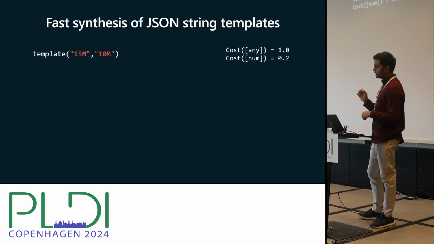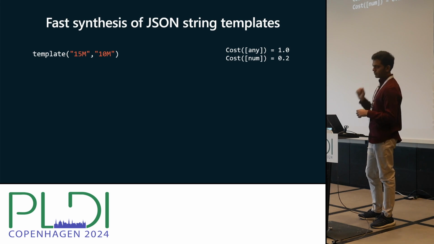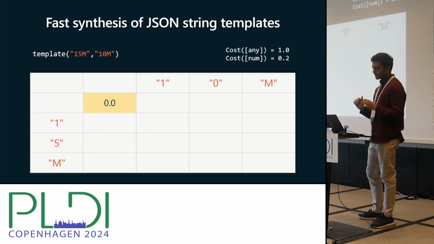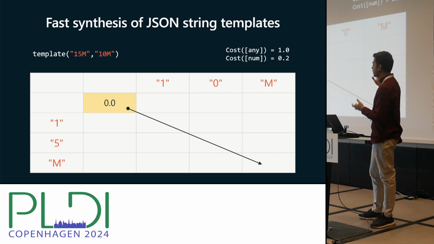Let's take the same memory unit example from before along with these 2 tokens. We also assume a cost for each regex token between 0 and 1 for every character of a string matched by it. Cost 0 means a perfect match and a cost 1 means a worst match. It turns out that we can find the optimal pattern that combines these 2 values, 15M and 10M, using a dynamic programming algorithm. If we lay out the characters of the strings in a 2D table, the idea is to find the lowest cost path from the top left to the bottom right by filling out this table.